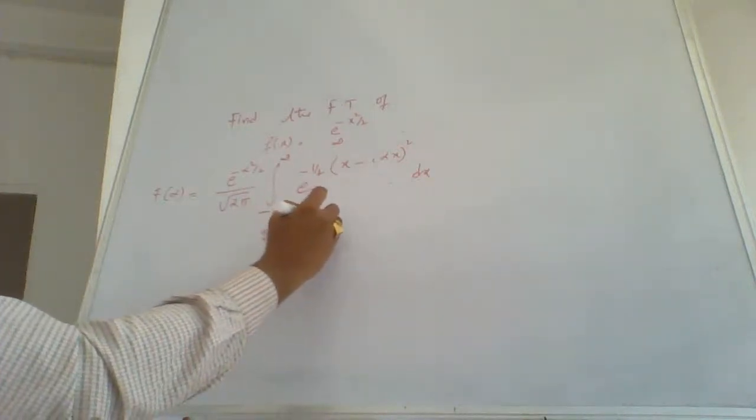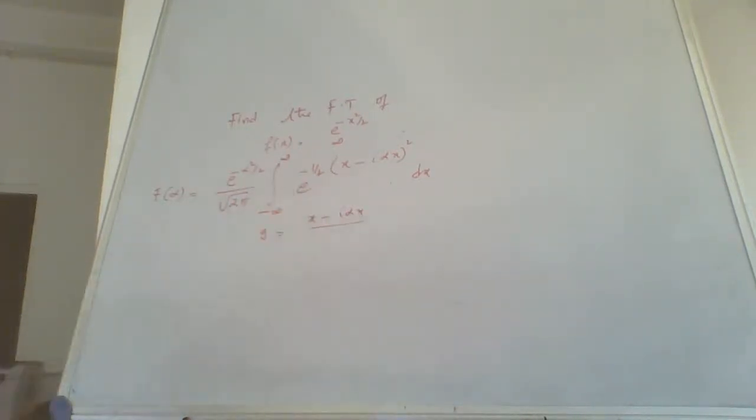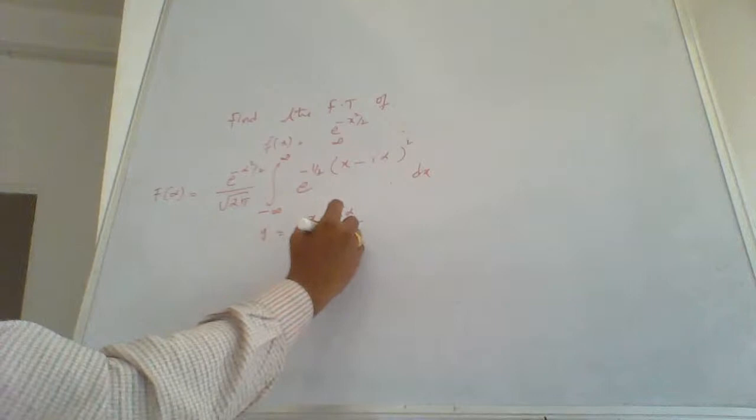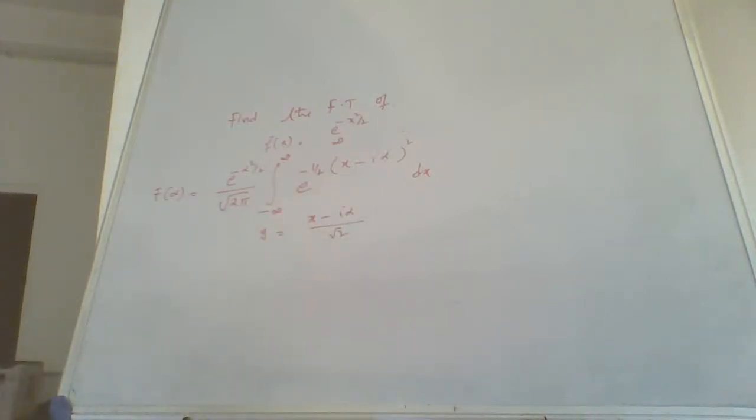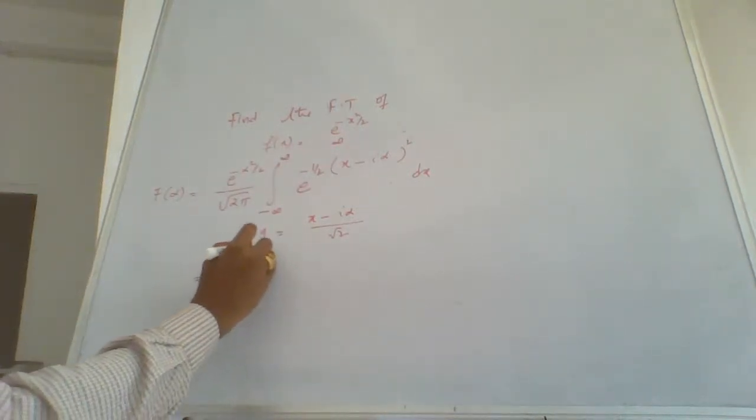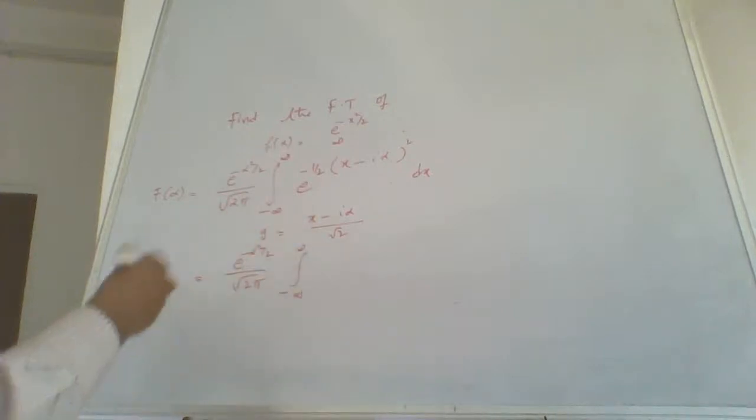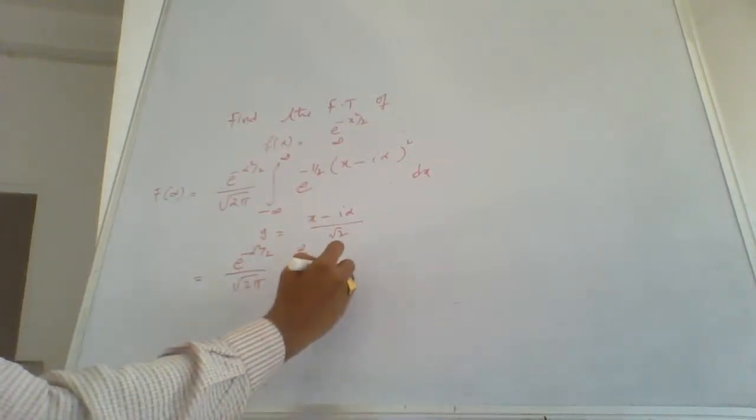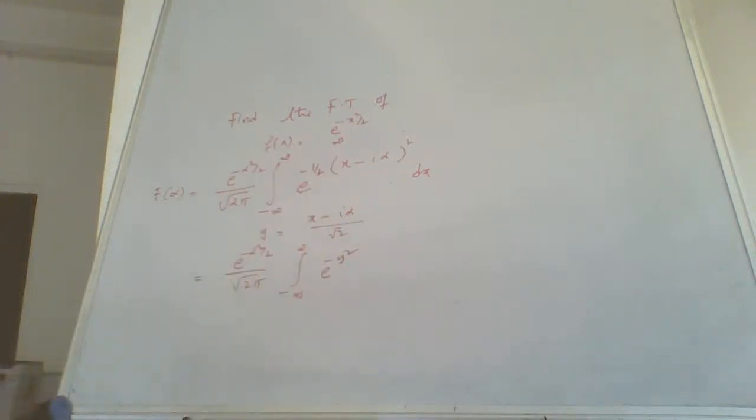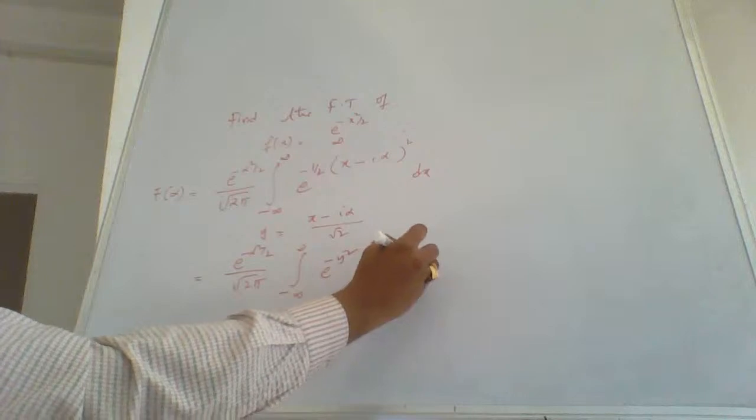Now let us put what y is. y is x minus i alpha. So by root 2, if I consider this, let us substitute whatever I mentioned here. So this is e to the power of minus alpha square by 2 by square root 2 pi. This is minus infinity to infinity. Since the limits won't change, e to the power of minus y square, square root 2 dy.